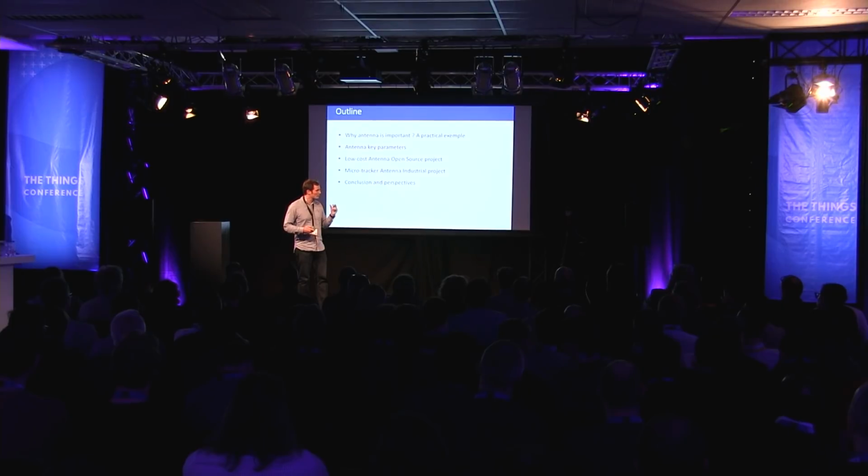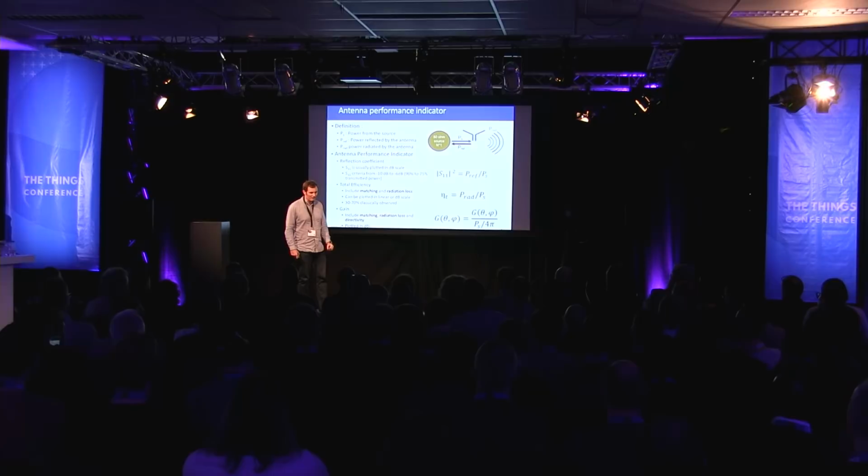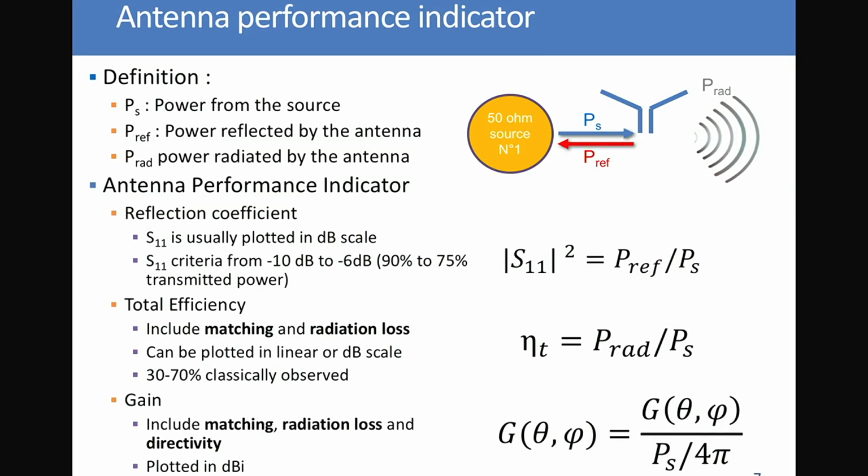So I'm going to some antenna key parameters. Just to be sure that we are talking about the same thing, I will give you a few definitions. So PS will be the power which is transmitted by the source. For you, the source will be the LoRa chip or the LoRa module. Then you know that if you have a different impedance between your antenna and your chip, usually your chip is 50 ohm, you will have a part of the power which will be reflected. And this will be here Pref. And also we will have PRAD, which is the radiated power.